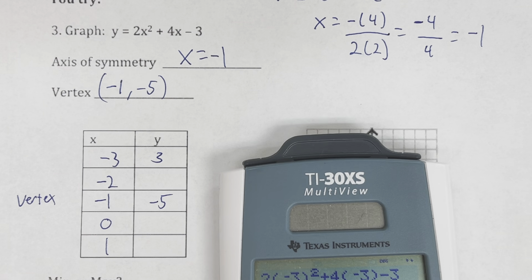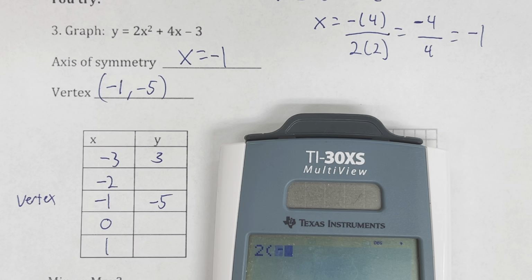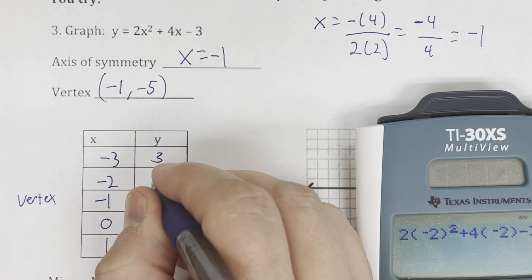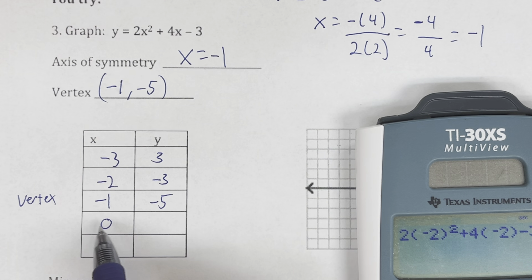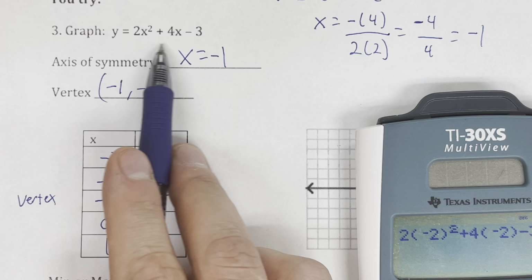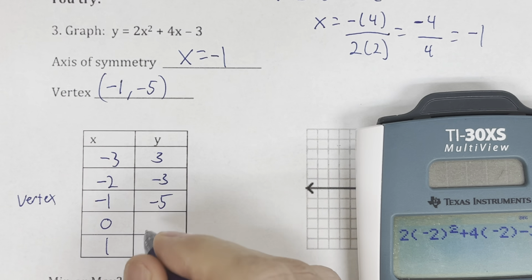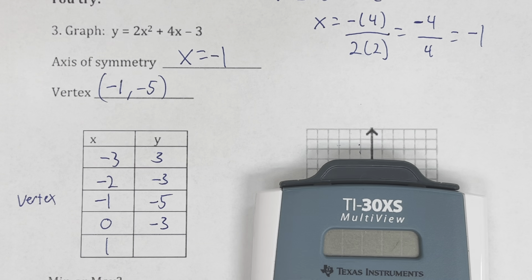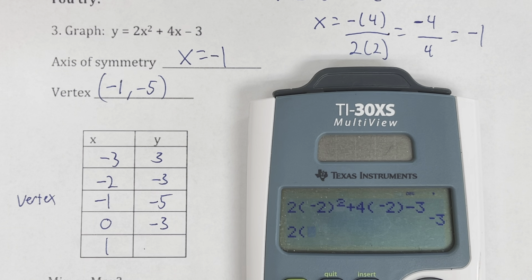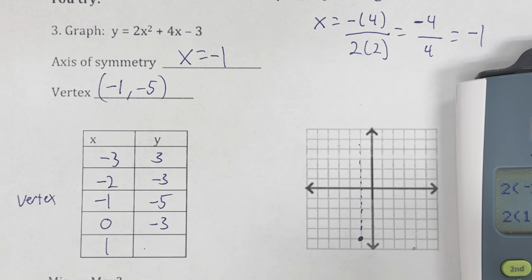Now we put in -2. Same process, 2 parentheses, -2 squared. Notice I'm putting everything in parentheses. 4 parentheses, -2 minus 3, -3. Put in 0. I can do 0 in my head. 0 times anything, 0. The only thing left is a negative 3. And now we'll plug in 1. I should get 3. 2 parentheses, 1 squared plus 4 parentheses 1 minus 3, and I get indeed 3.